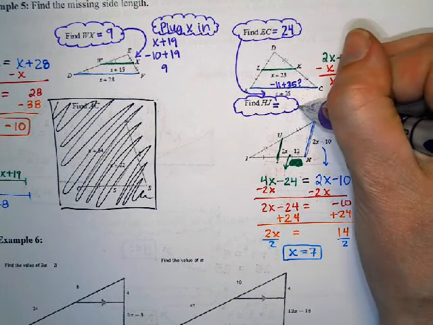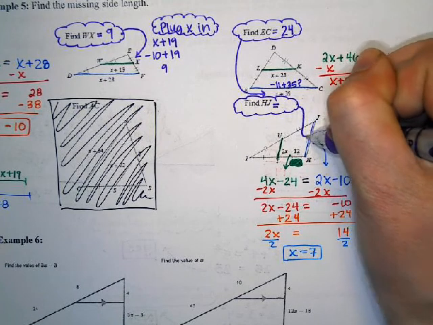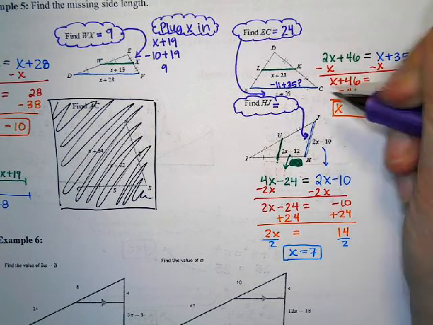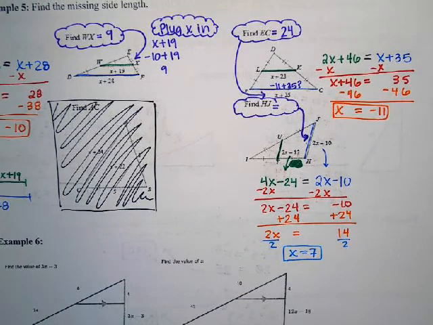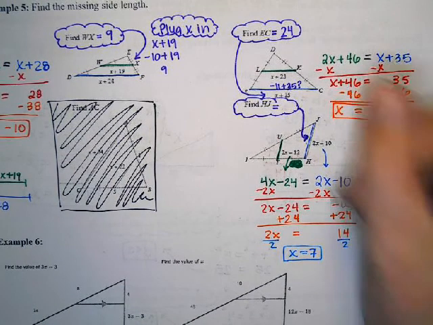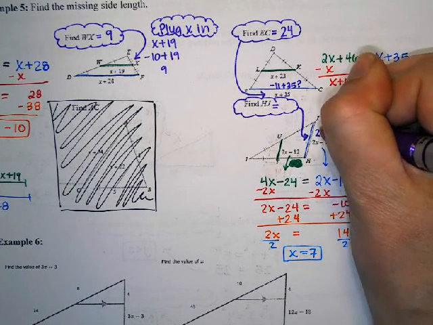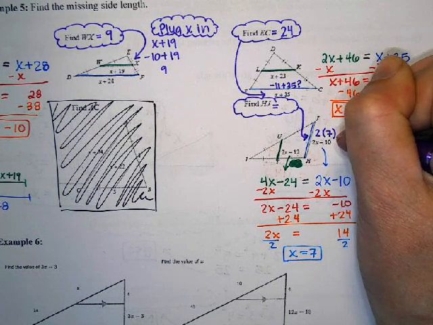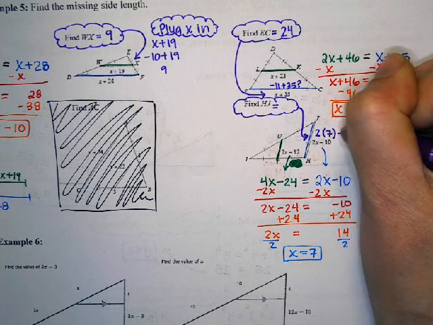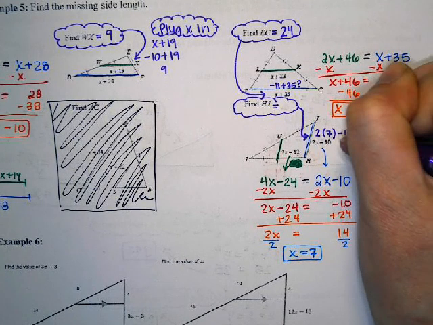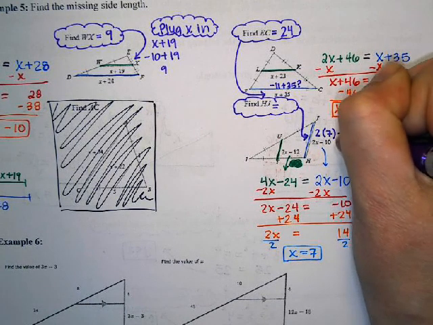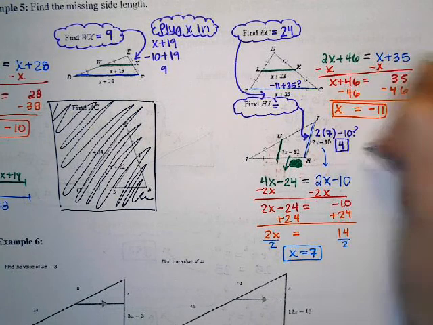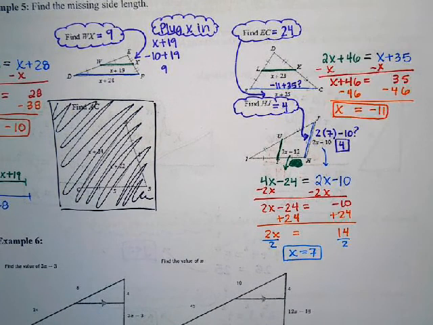H to J. H to J is that one. What is 2 times 7? 14. Take away 10. That gives us a 4.